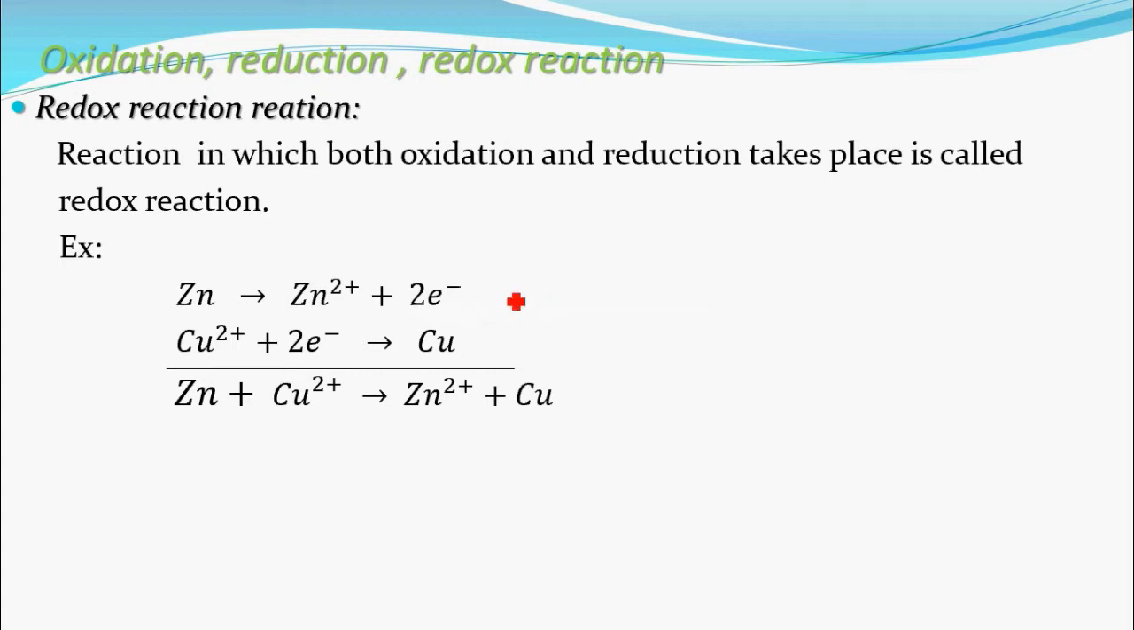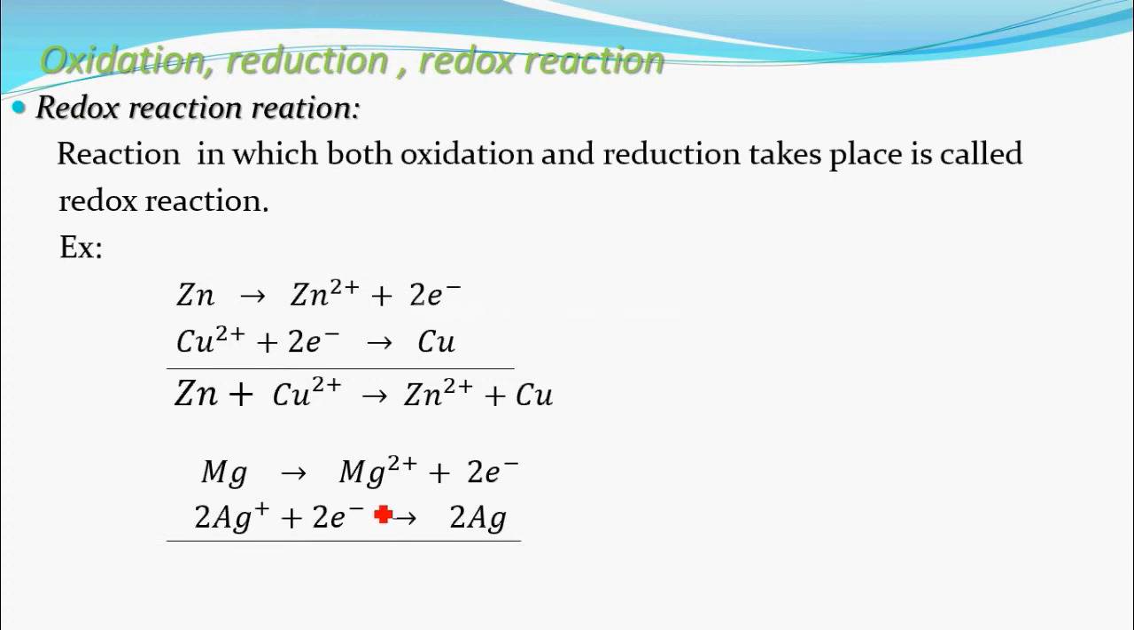In a redox reaction both oxidation and reduction take place. Take one more example: oxidation of magnesium. It is oxidized to the Mg2+ ion and 2 electrons are liberated, and these 2 electrons are consumed by Ag+ ions. One Ag+ ion possesses one positive charge, so 2 Ag+ ions are required to consume 2 electrons. So 2 Ag+ plus 2 electrons gives 2 Ag.